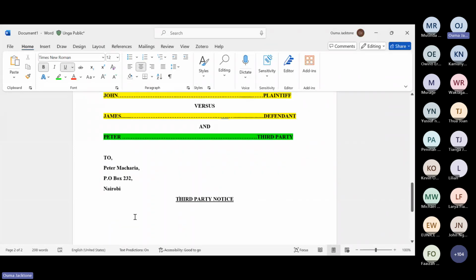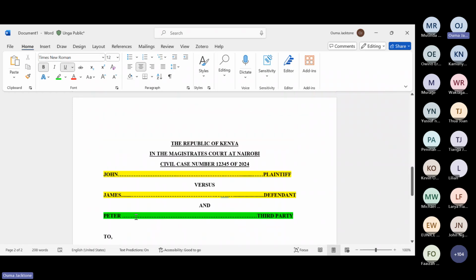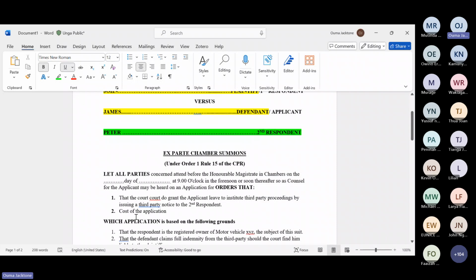So I will share with you a sample, or a template, in the group. Try and come up with a third-party notice in your own words. At the same time, try and come up with an application and the supporting affidavit in your own words. You can share with me. I can check it for you free of charge, so that we are all sure that you are doing the right thing. There's no pressure in doing it. You can do it if you want to, or if you don't want to, that's fine. But in your free time, try and close this chapter.